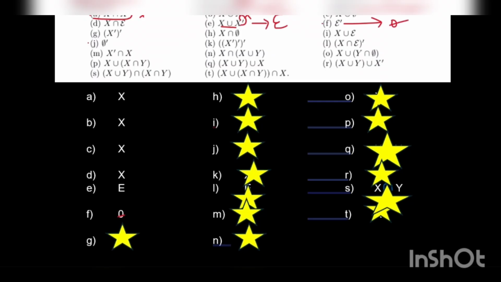Okay, let's continue. So at G, it tells us that not x, not x. And if you recall, I told you, if it's one apostrophe, it's the opposite, okay? But when you put two apostrophes, it returns as it is. Therefore, this is just x, okay? And it's not difficult, guys. It's in the properties. Just memorize the properties, okay?